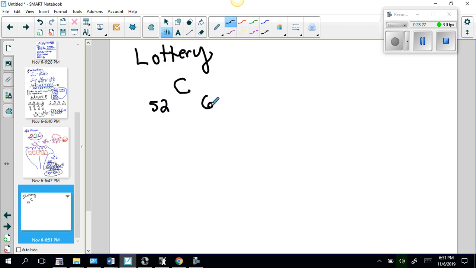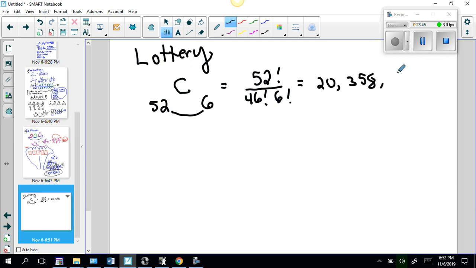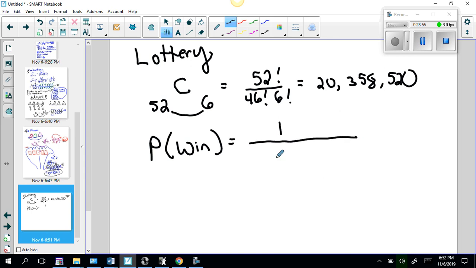Well, choose 6. 52 factorial over subtractum 46 factorial, write it down, and I copied it right out of the book. So what is the probability of a win? 1 chance in, ouch, 1 in 20 million.